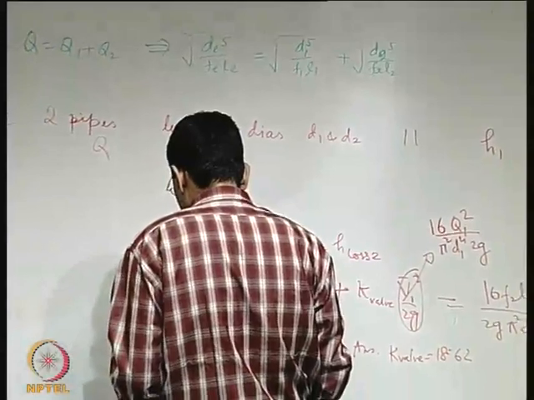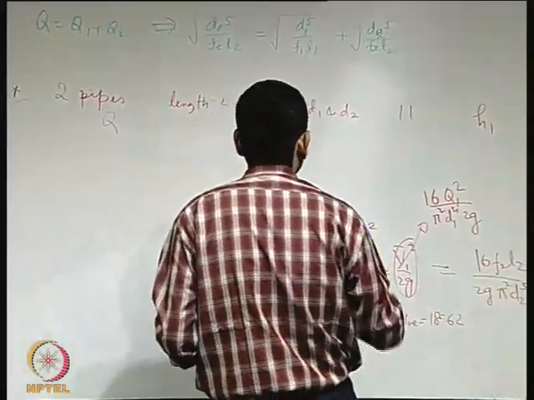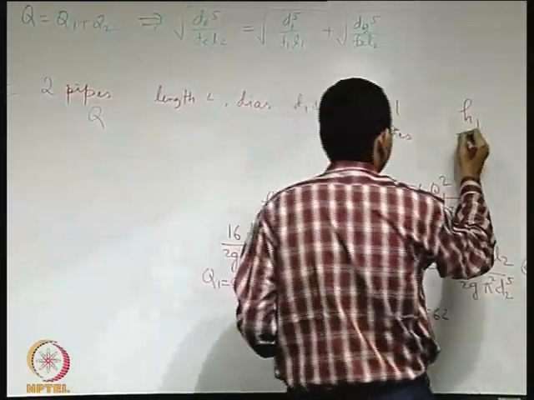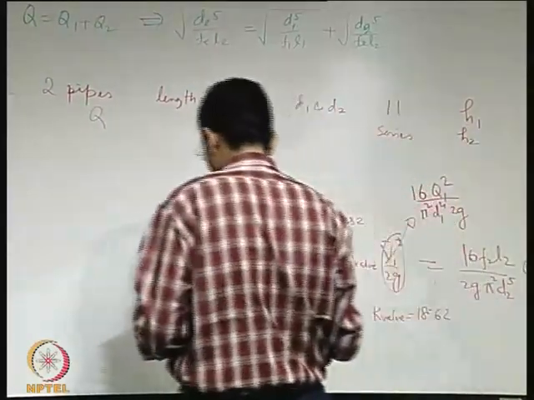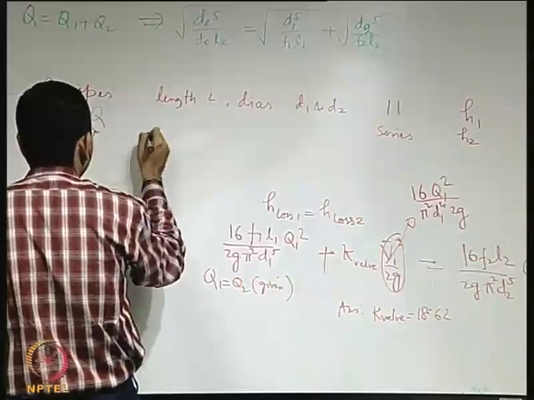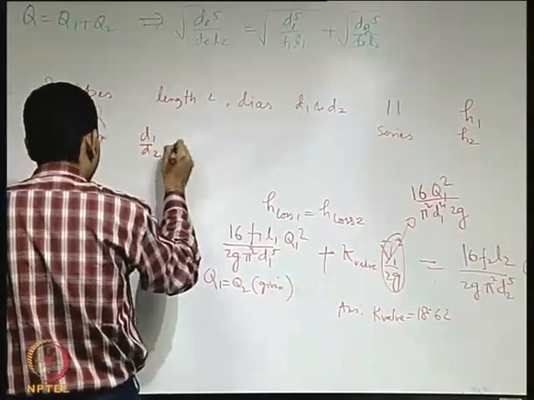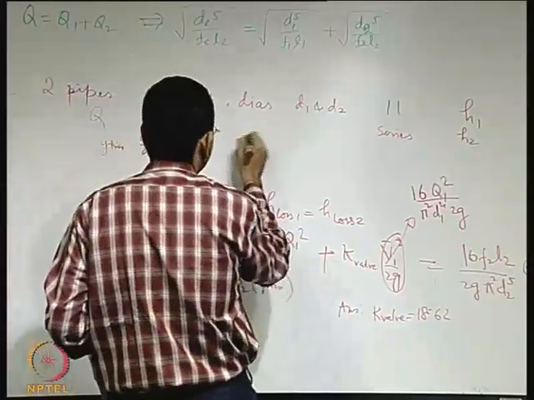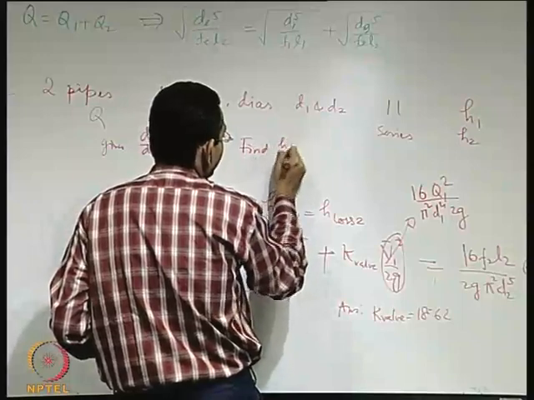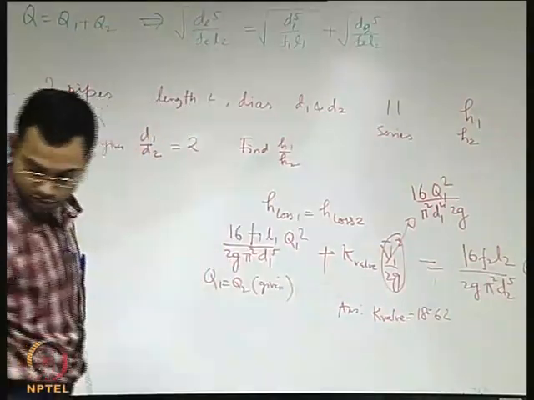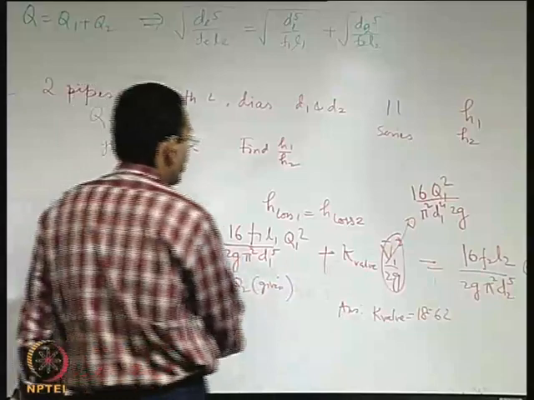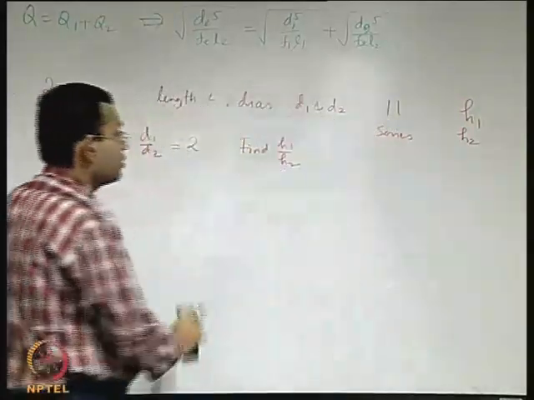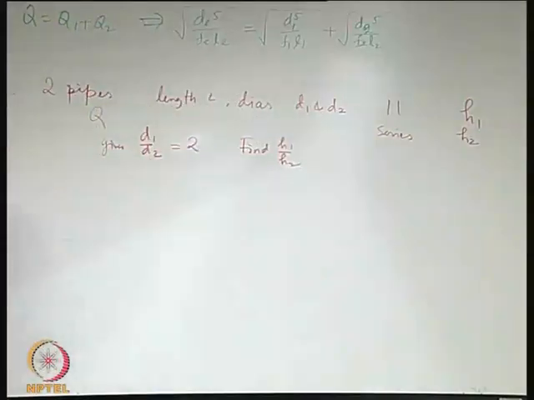And the same pipes, when they are arranged in series, the loss of head is H2. It is given that D1 by D2 is equal to 2. Find H1 by H2. Neglect the minor losses and assume a constant friction coefficient to be the same for all the pipes.